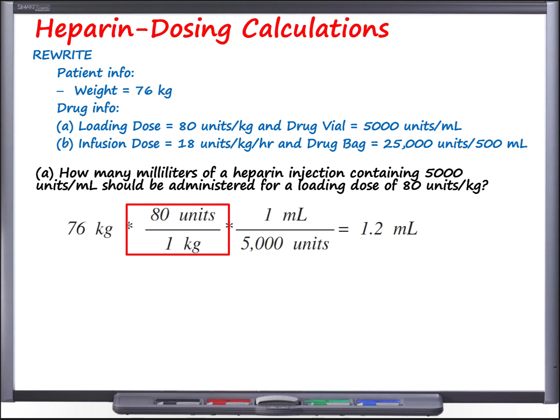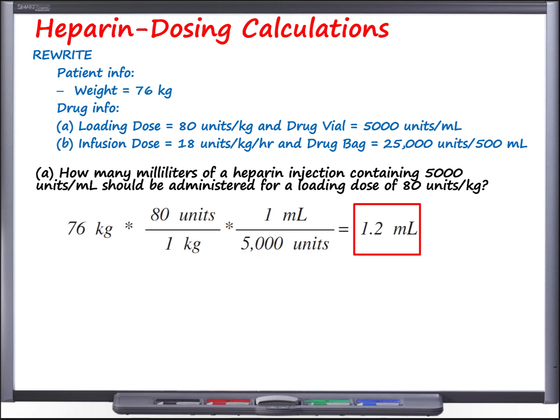Next, we have to convert the total number of units to the volume of this injectable. So again, we're going to multiply by the concentration, expressed as 1 milliliter over 5,000 units. We do it in this way so that the units of units cancel, and we'll have our final answer with the units of milliliters.